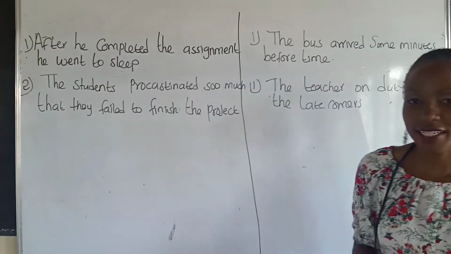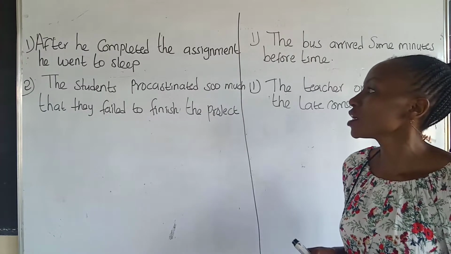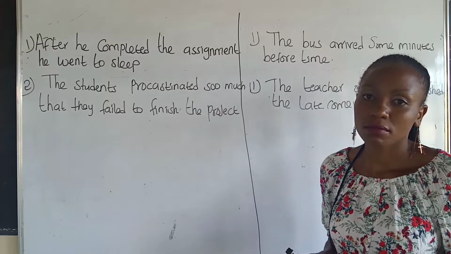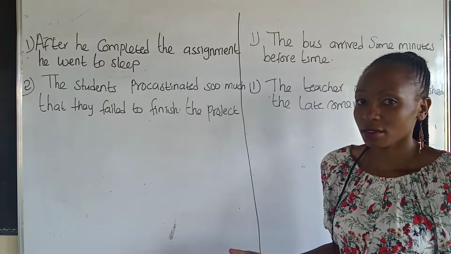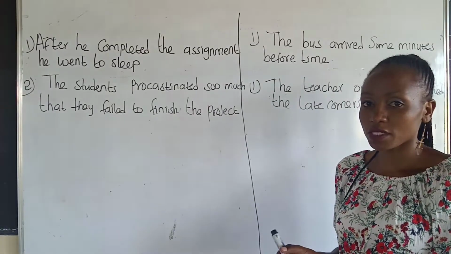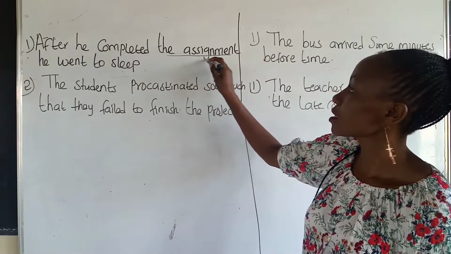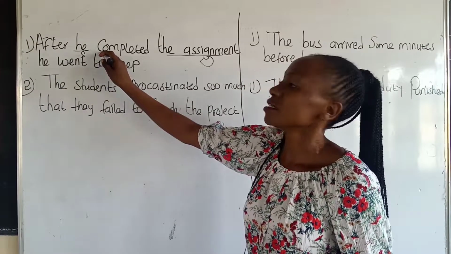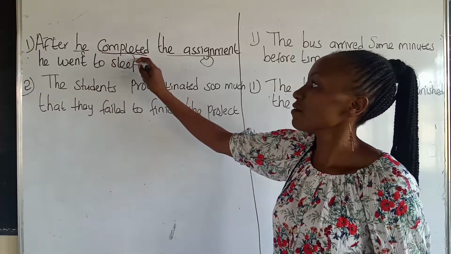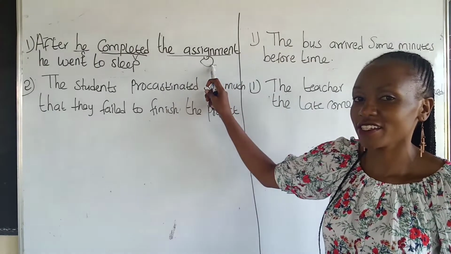Again, this one. After he completed the assignment, he went to sleep. Do we have an object? Yes, we have an object. The object is the assignment, and the subject is he, and we have completed as our verb. Because we have an object, then it is transitive.